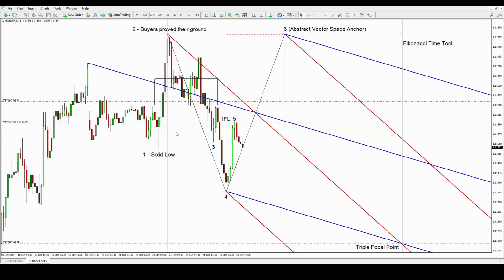Around level number 3 is where buyers were expected to create some sort of reaction to the sellers coming down after number 2. However, as you can see in number 3, those buyers were only capable of creating a minor bump to the upside, and the sellers continued to go down, disproving the solid low in number 1.